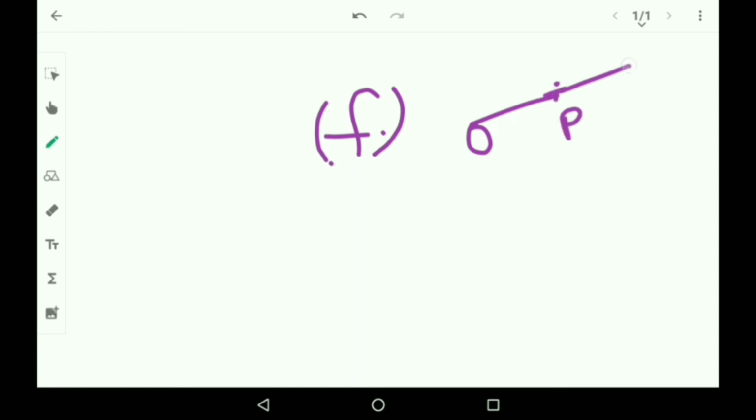The next one, subdivision F. M is a point on the ray OP. OP, the ray means it will be going like this. The starting point is O. Where is M? M is lying outside this ray. So M is not a point on the ray. So the statement F is false.